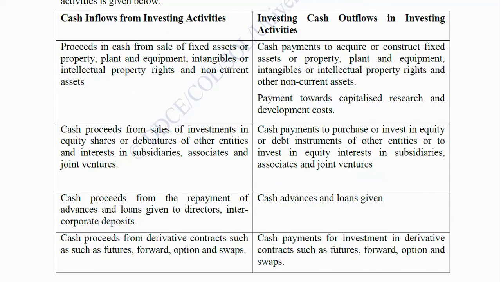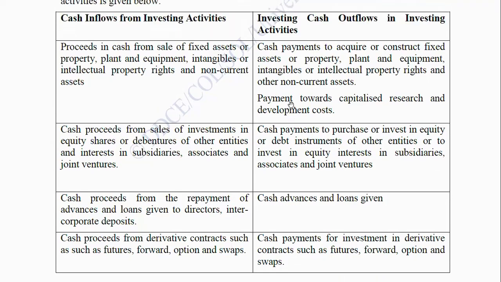Proceeds in cash from sale of fixed assets or property, plant and equipment, intangibles or intellectual property rights and non-current assets. Cash proceeds from sale of investments in equity shares or debentures of other entities and interest in subsidiaries, associates and joint ventures. Cash proceeds from the repayment of advances and loans given to directors, intercorporate deposits. Cash proceeds from derivative contracts such as futures, forward options and swaps.